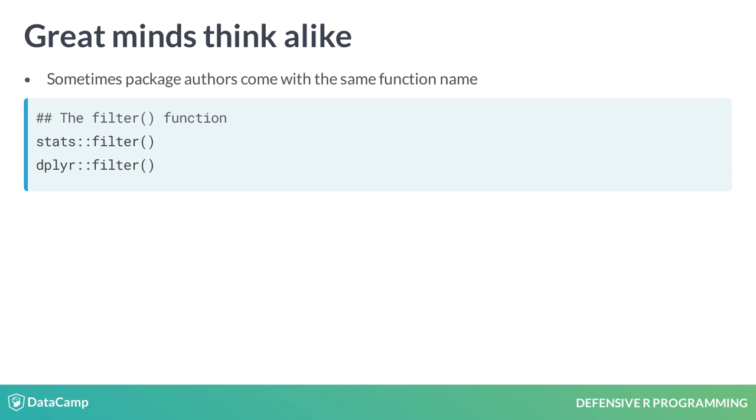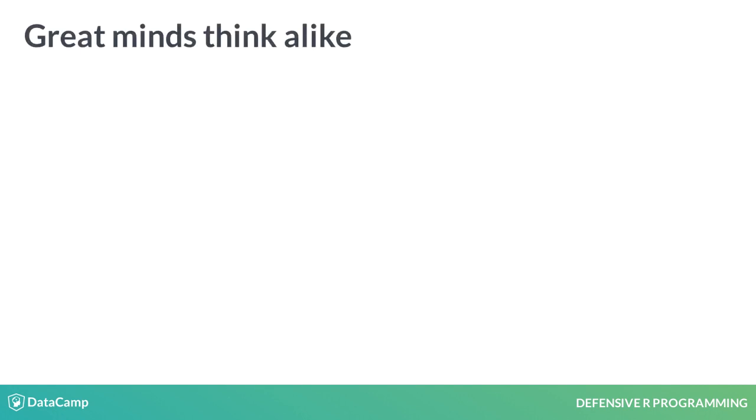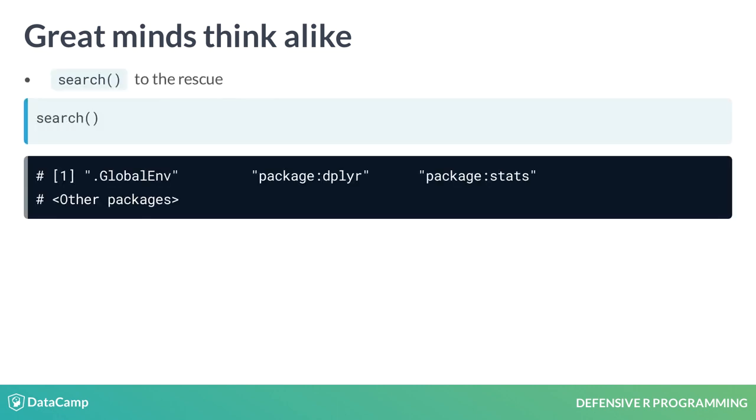So, the £1,000,000 question is, if I type filter, which function do I get? The answer is, it depends. It depends on the order the packages were loaded in. The search function returns this order. R goes through each environment looking for the object you want. It returns the object it comes to that matches your request. The global environment is always first on this list. Then the order is determined by the package load order.